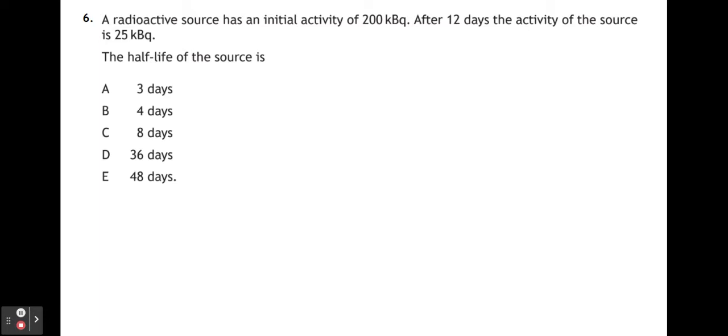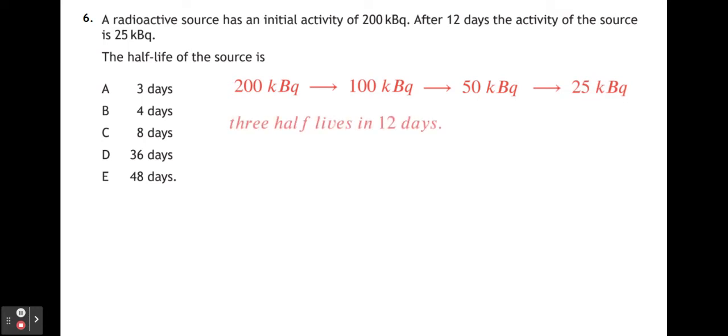Alright, starting at 200 kilobecquerels, we have the activity dropping from 200 to 100 kilobecquerels after one half-life, to 50 kilobecquerels after two half-lives, and 25 kilobecquerels after three half-lives. So in 12 days, three half-lives occur. Therefore, the time for one half-life is 12 days divided by 3, which is 4 days. Answer B.